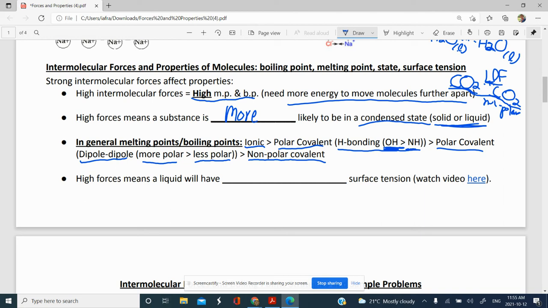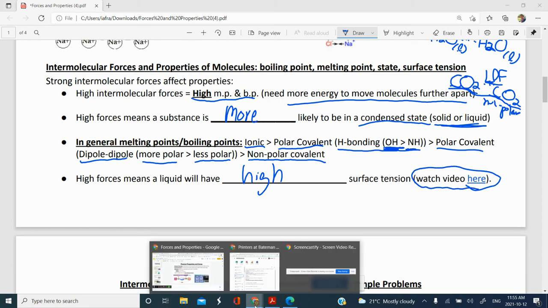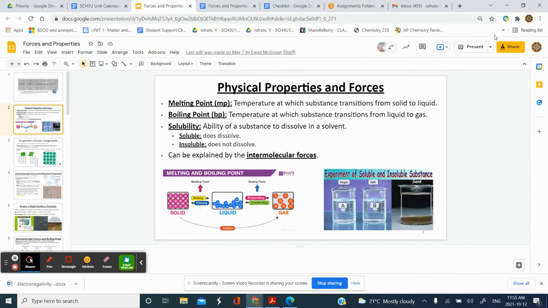The last point to also mention is that generally when you have higher or stronger forces in a liquid, for example, it gives that liquid a high surface tension. And so what that means is it's hard to break the surface of that liquid. There's a great video here that goes over that. I'm going to show you a quick little picture to illustrate that concept. And this is a really neat application of surface tension.